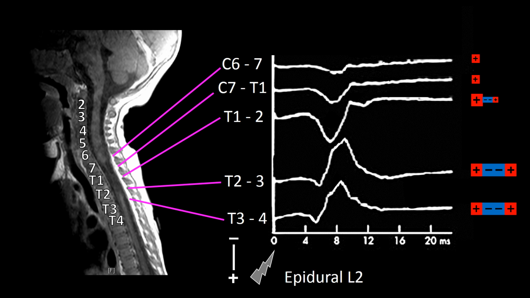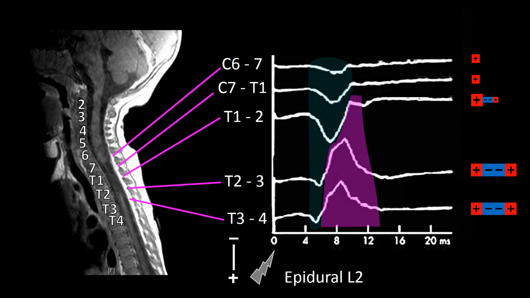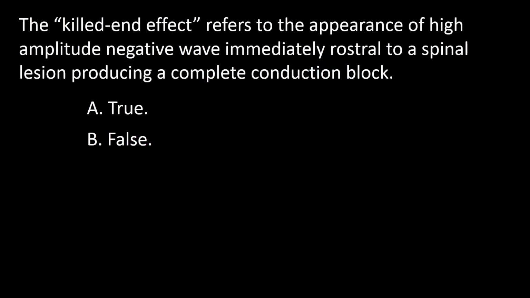All in all, the findings associated to a complete spinal block consist of the loss of the negative wave at the point of the block, the appearance of a positive wave at the point of the block, and the presence of a positive wave rostral to the block. So the answer to this question is false.